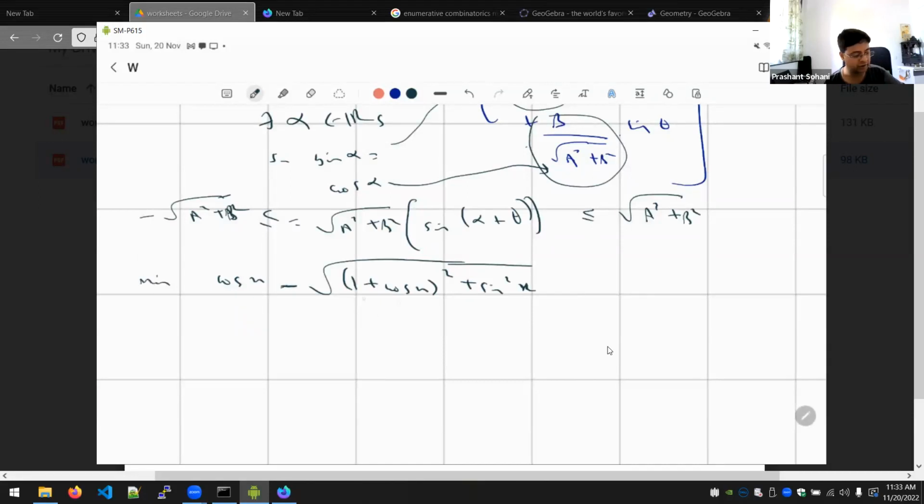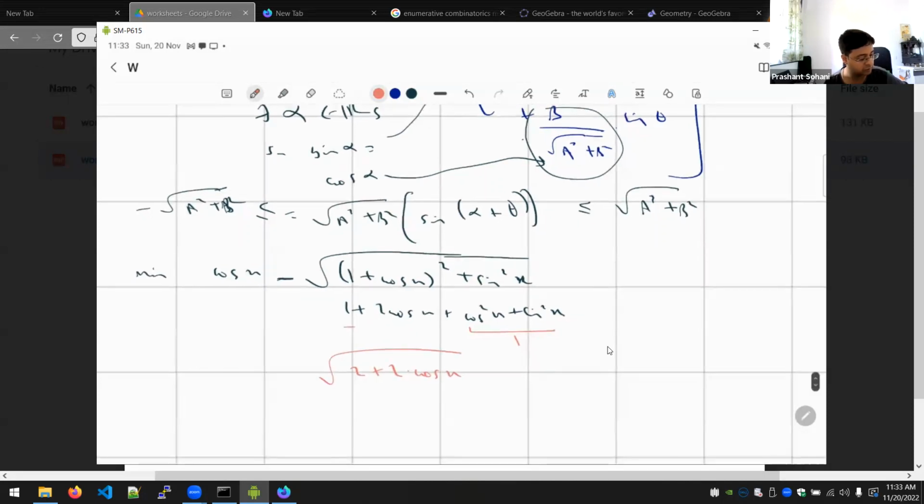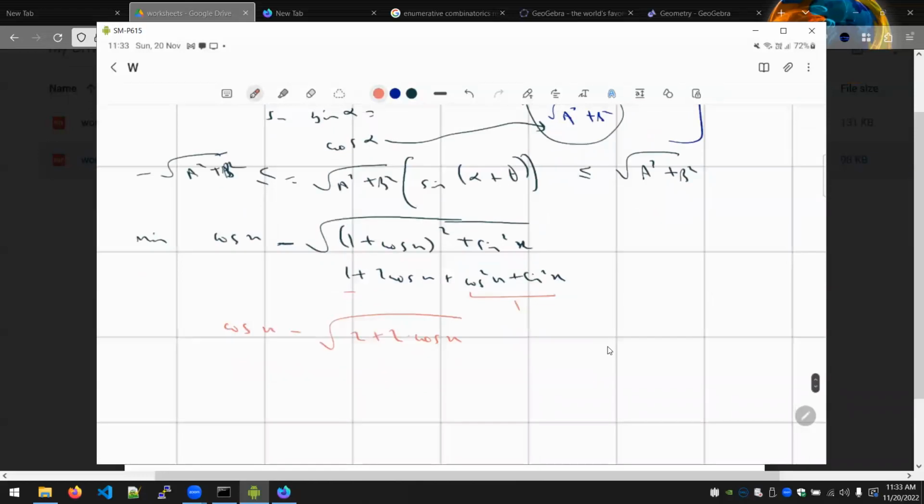So as you said, we can simplify this bracket as 1 plus 2 cos x plus cos square x plus sin square x. Now here this is simply 1. So this is simply root of 2 plus 2 times cos x. Can you simplify this further?